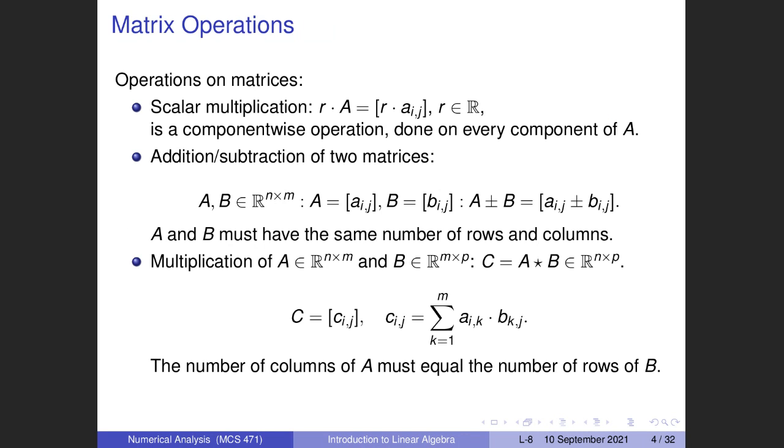What can we do with matrices? Well, we can multiply matrices with a number. We call that scalar multiplication. We can add two matrices, if they are of the same dimensions, if they have the same n and the same m. Then the most important operation is the matrix multiplication. And this is where the triple loops come in.